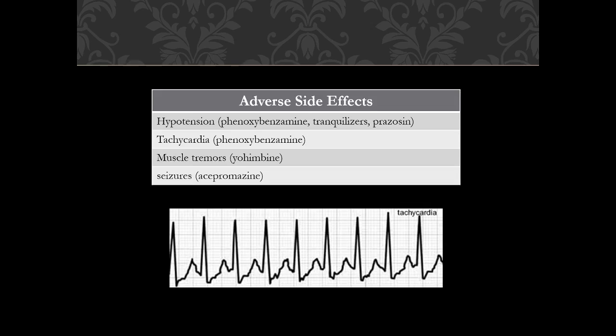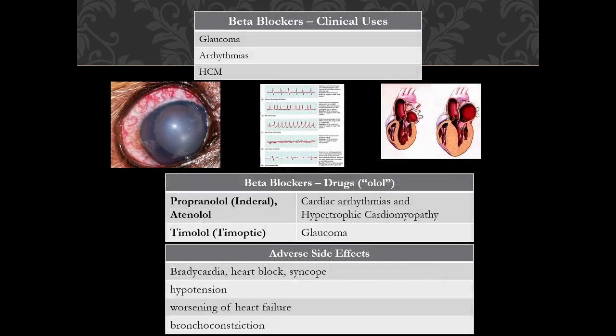Some adverse side effects: it can cause hypotension. Phenoxybenzamine, tranquilizers, and prazosin cause hypotension because they open up all the blood vessels. They can cause tachycardia because they are adrenergic blockers, and that's phenoxybenzamine. Yohimbine can cause muscle tremors and seizures. Acepromazine can lower the seizure threshold and cause seizures.